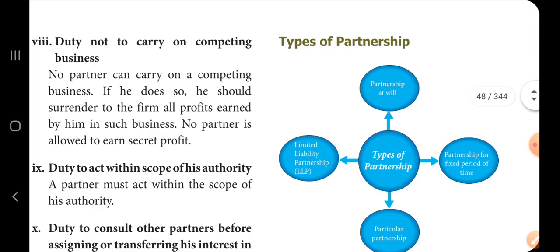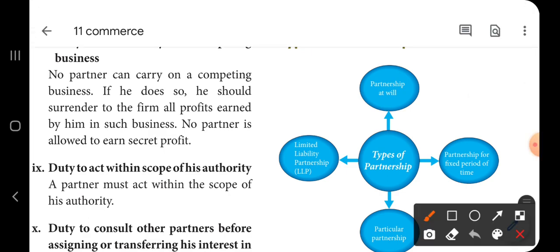Now before starting this, you should know the difference between partner and partnership. A, B, C, they have decided to run a business called Sunrise Limited.